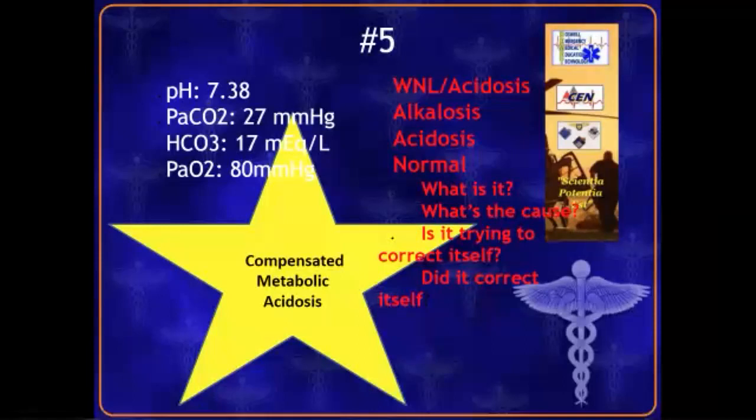The body is adjusting the other side, the respiratory system. How is it getting that CO2 down? It's speeding up their breathing. This is why your DKA person is going to be hyperventilating, okay? Because they're trying to get the CO2, which is acid, down to offset that.